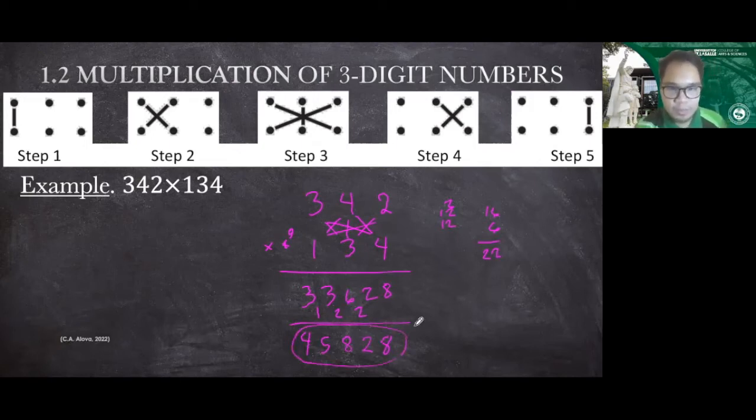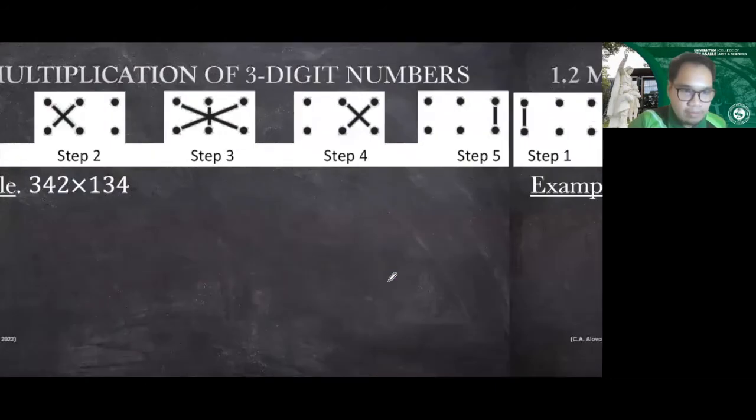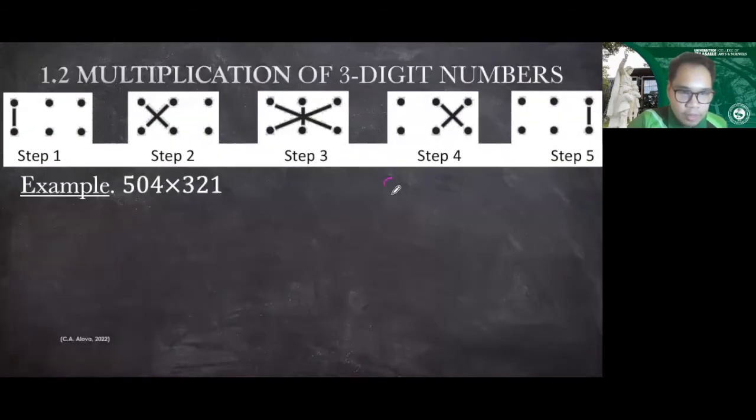So this is a much faster way with practice compared to the blanket method, which is composed of a lot of steps, a lot of partial products for sure. More examples, let's have this one. 504 multiplied by 321. For sure, it will be quite easy because we have a 0 here.